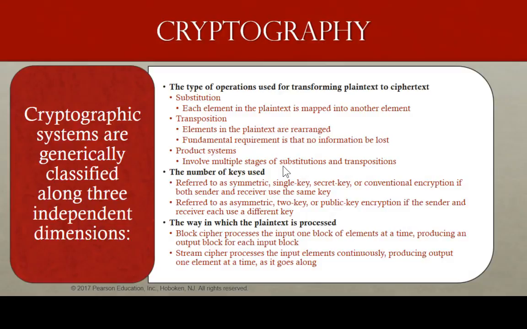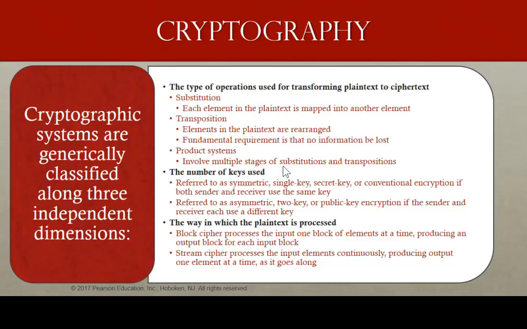Cryptography. Cryptographic systems are generically classified along 3 independent dimensions. 1. The type of operations used for transforming plain text to ciphertext. All encryption algorithms are based on 2 general principles: substitution, in which each element in the plain text, which could be a bit, letter, group of bits, or letters, is mapped into another element, and transposition, in which elements in the plain text are rearranged.